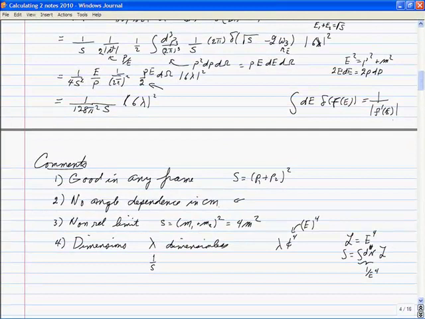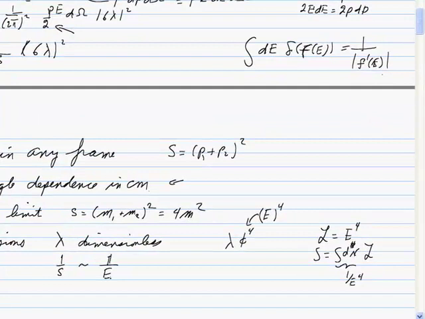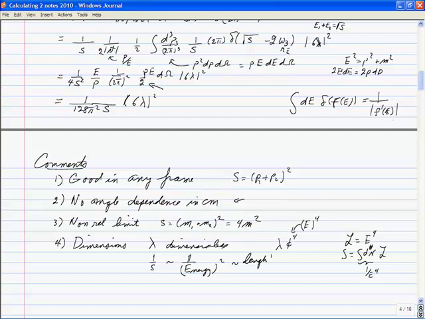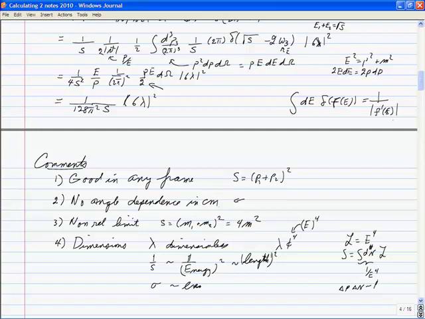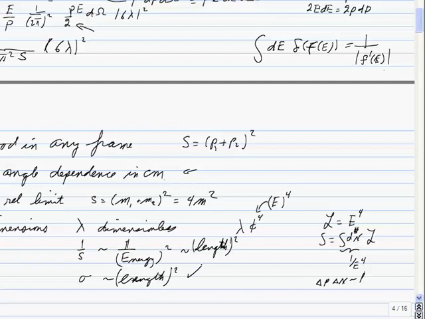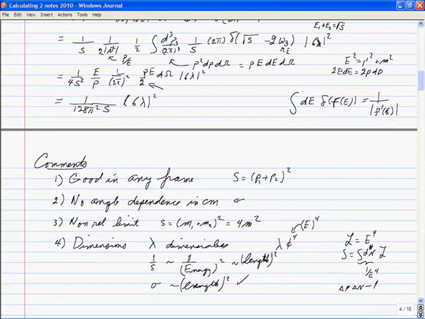That goes like 1 over energy squared. But in natural units, 1 over energy squared goes like length squared, because you have things like delta P delta X is h bar, which is 1 in natural units. So 1 over P goes like X. And that's good because this cross-section goes like length squared. And so that works out. Dimensionally this worked out. If you had done this calculation and got 1 over s squared here, you would know that you made a mistake somewhere and you'd go back and fix it.